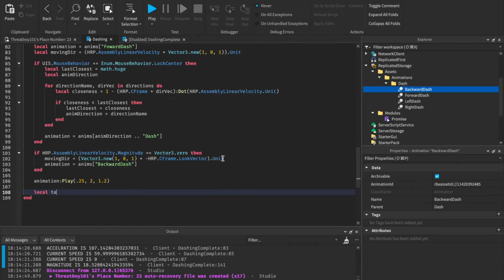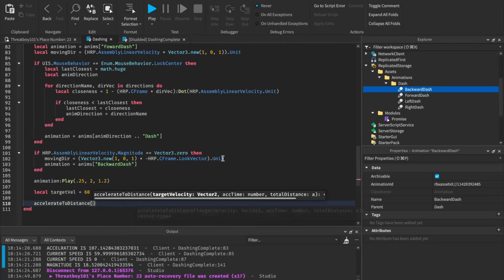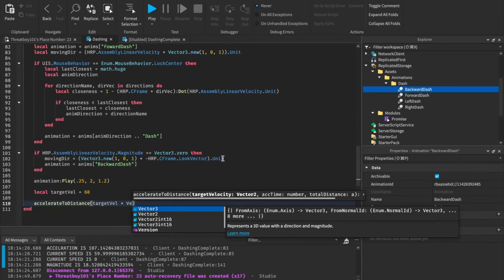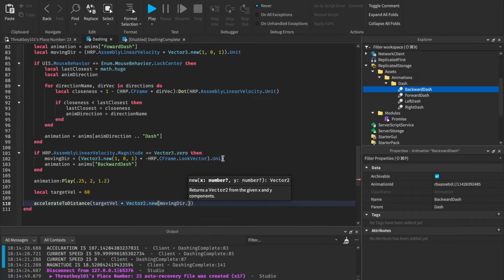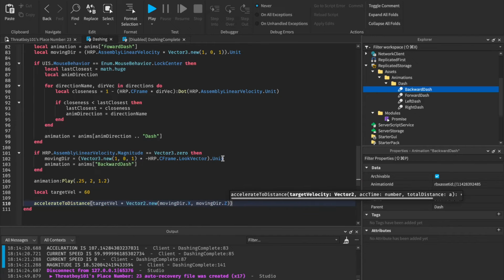And then we're going to set target velocity to be 60. And we're going to accelerate to distance. We want target velocity times, recall this has to be a vector too, so we're going to say Vector3.new(direction.x, 0, direction.z).Unit, and then we want to take 0.04 seconds, so really fast acceleration to the target velocity, and then we want to travel a total of 18 studs.